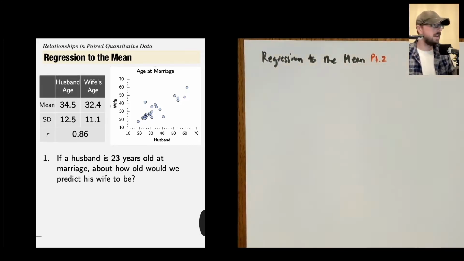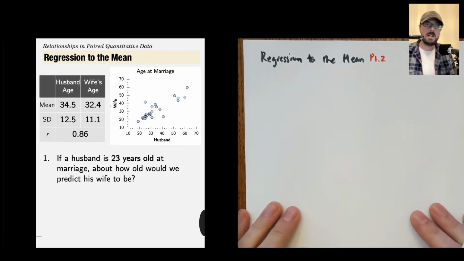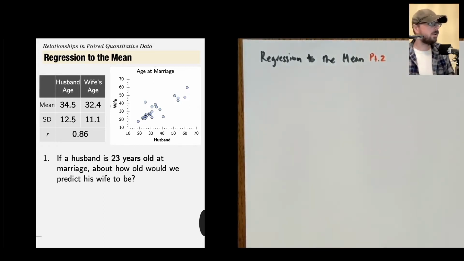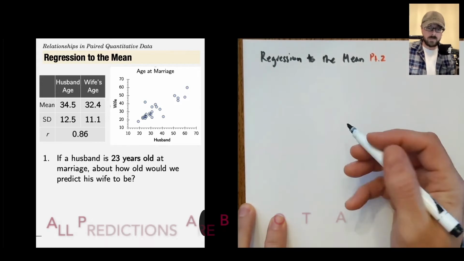Here, I know some data about at least the folks in the sample. In the sample, the husband's average age was 34 and a half, and the wife's average age was 32.4. So clearly, getting married at 23 was younger than average here, right? So I'd probably have a below average age of wife, less than 32.4 years old. But let's make a prediction.